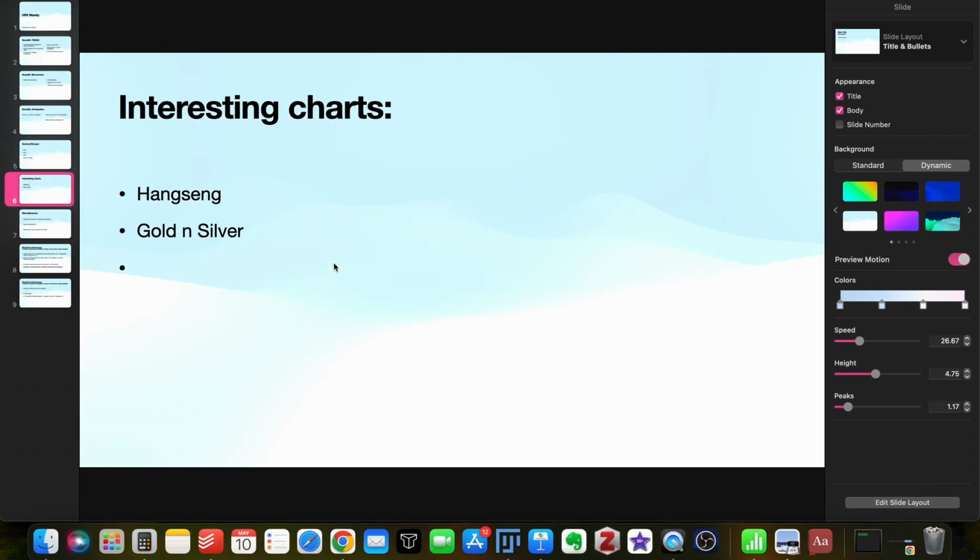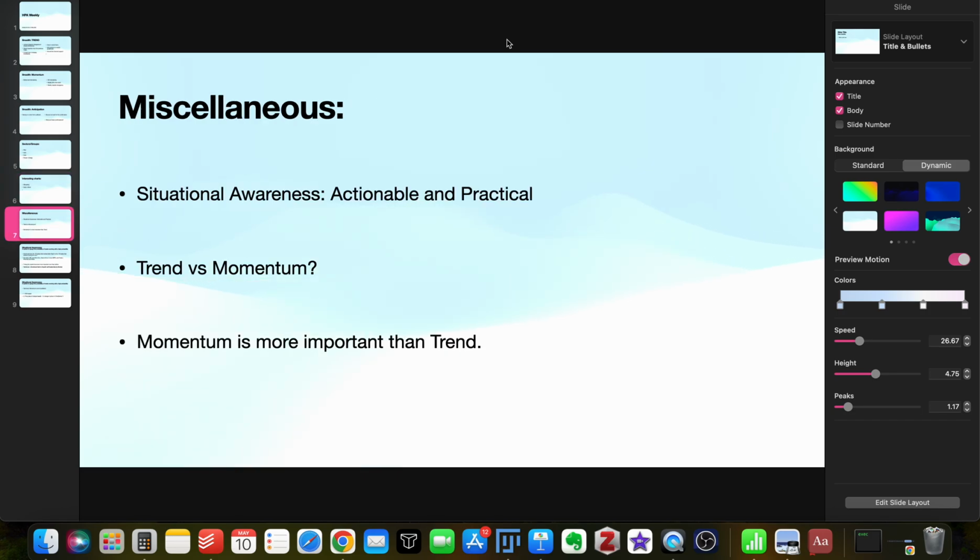Other than what we generally discuss, all right, let's now get into the meat of what I'm going to discuss today. Miscellaneous section. What I'm going to discuss today is something called situational awareness. Now, what does it mean?